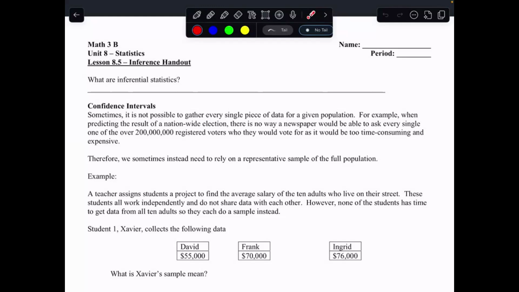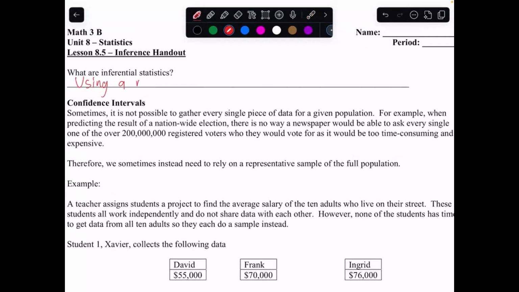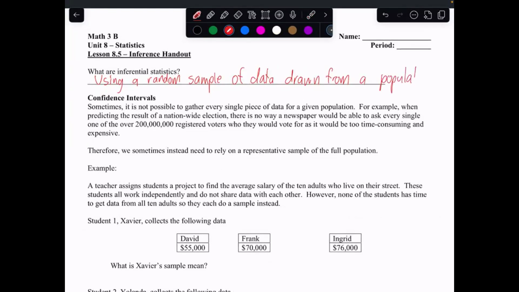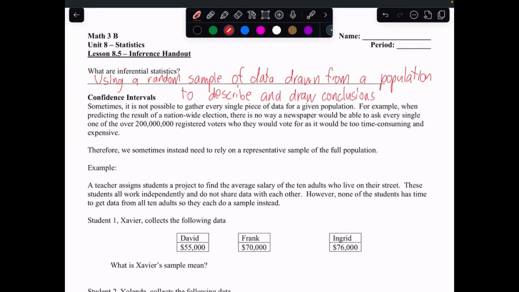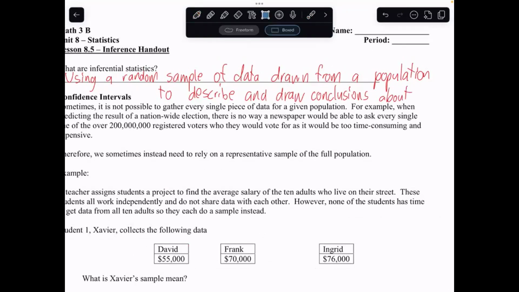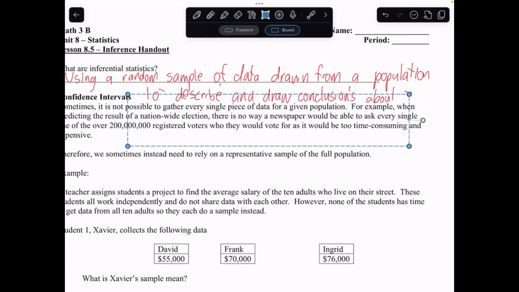Okay, so we can use inferential statistics, which we will define as using a random sample of data drawn from a population to describe and draw conclusions about that population.